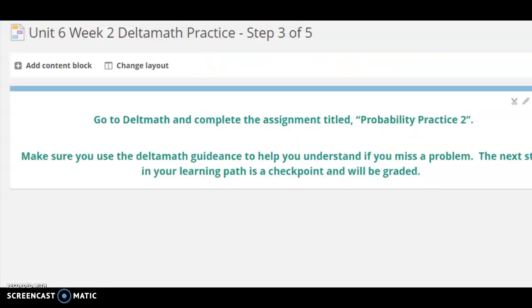Your third step is to go to Delta Math and complete the assignment titled Probability Practice 2. Make sure you use the Delta Math guidance to help you understand if you miss a problem. The next step, step 4, will be a checkpoint. So the Delta Math is just good practice for you to do. And remember that all practice is required, even if it's not graded, because it gives you what you need in order to be successful on those formative grades, okay?